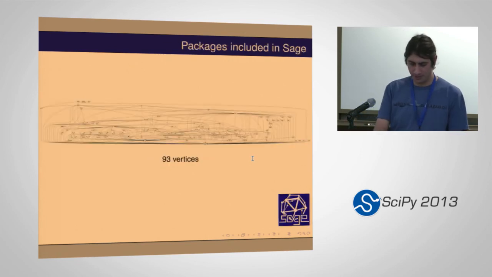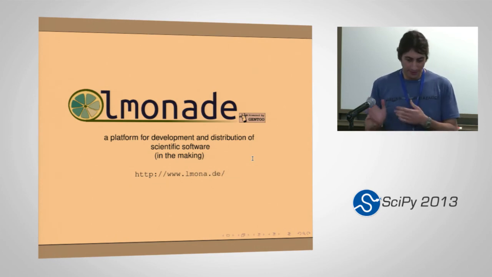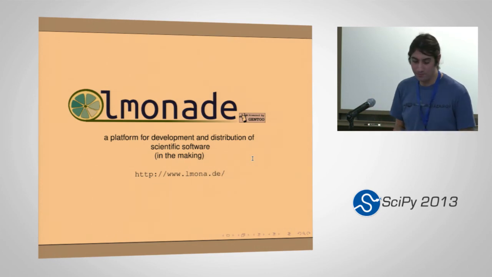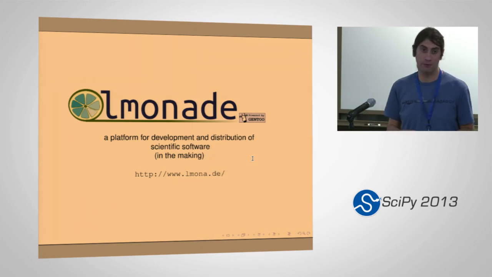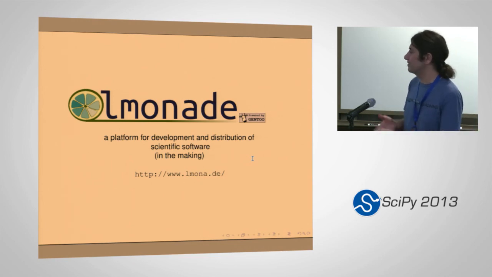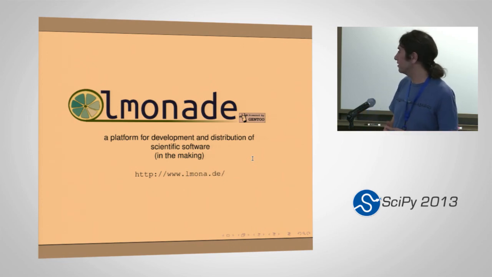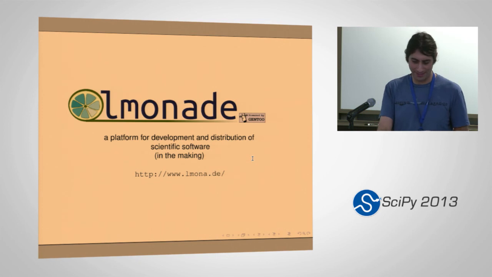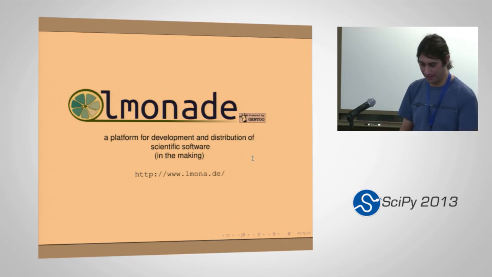So from this, you went there. A distribution helps, that is more flexible than Sage. So there comes Lemonade. It's supposed to be a distribution of scientific software, also a platform for development of software. Of course, I should emphasize that it's not a finished product in any form. This is a call for help, as well as comments and contributions or possible collaborations. So it's, I say, a platform in the making.